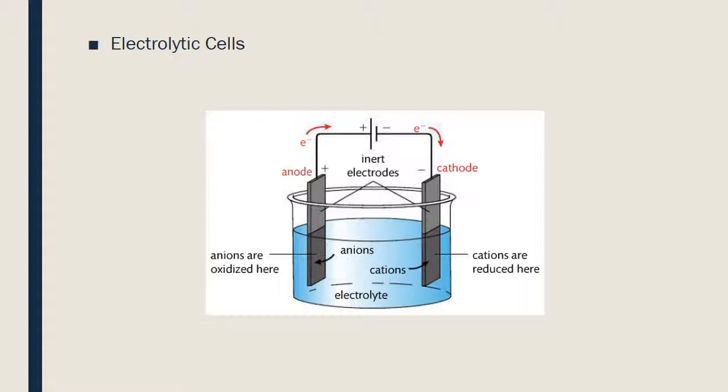IB does not require you to be able to draw an electrolytic cell like you have to do with a voltaic cell, but you need to be able to interpret and understand what is occurring in an electrolytic cell. So here we have the basic setup. In our one beaker, and that is the big difference between electrolytic and voltaic cells, electrolytic cells can occur in one solution, whereas voltaic cells need two half cells with two different solutions.